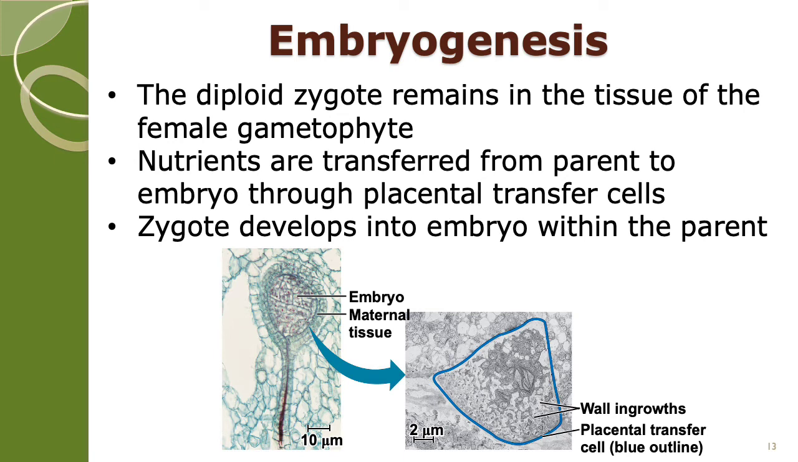Now, the zygote ultimately develops into an embryo within the parent, which is something that we see even in the case of mammals, where the zygote develops into an embryo within the mother's womb. So that's why plants are sometimes also called embryophytes, because the zygote develops into an embryo within the parent.